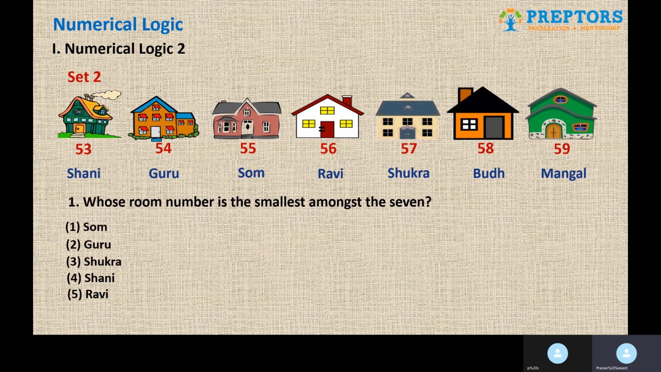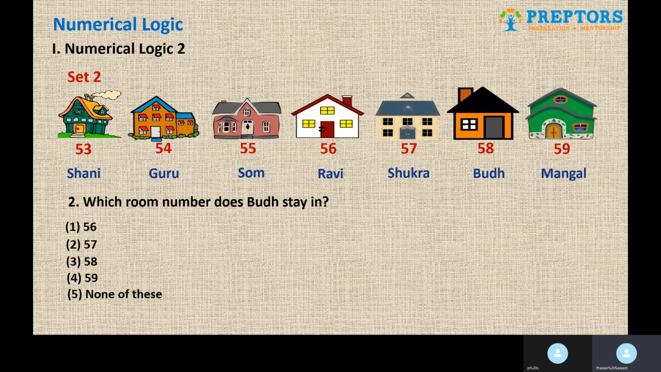Now let's move to the questions. Whose room number is the smallest amongst the 7? The smallest room number is of Shani. Next question. Which room number does Budh stay in? The answer is 58.